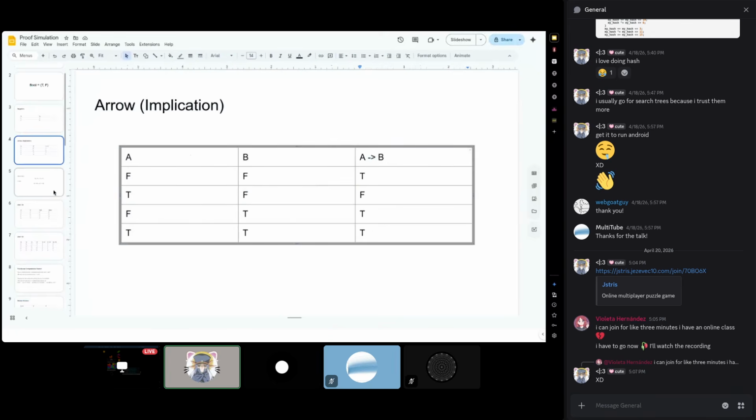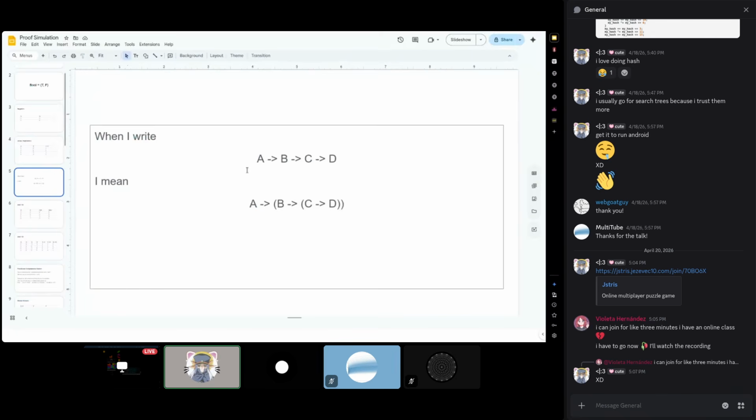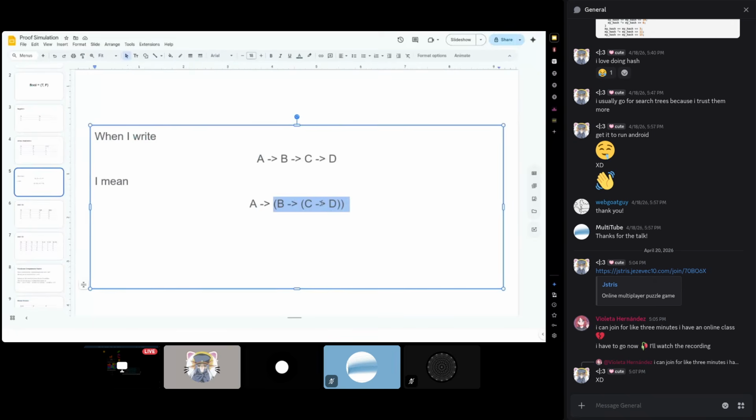So this is arrow. I'm going to write a lot of arrows later. So when I write A arrow B arrow C arrow D, assume it associates to the right. So A implies B implies C implies D is read as A implies (B implies (C implies D)).